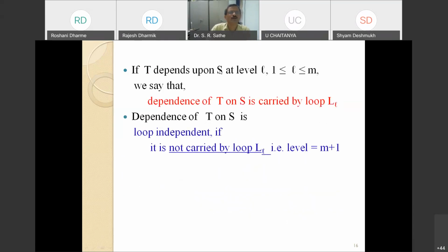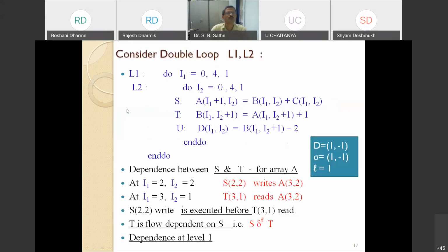So if T depends on S at level L, with 1 less than or equal to L less than or equal to the nest depth, we say that the dependence of T on S is carried by loop L. It is called a loop-carried dependence. And the dependence of T on S is loop independent if it is not carried by any loop, that is, the level is equal to m.